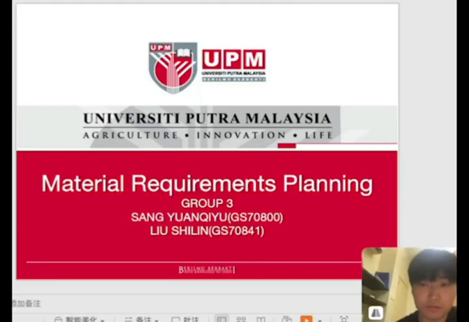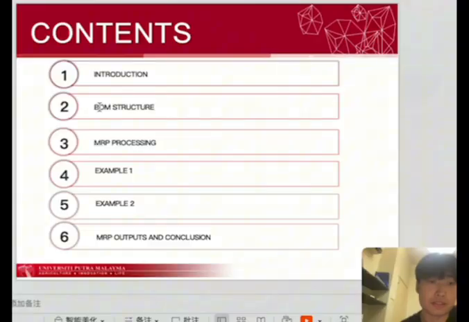I'm Liu Xilin from Group 3, and my teammate is Sungyin Qi. Our topic is material requirements planning. I will present the section of introduction, BOM structure, and finally, I will explain the example 2.